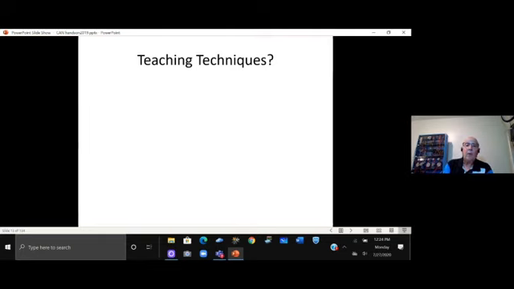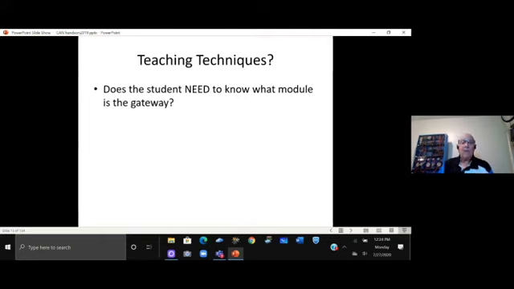Techniques I think are important here. And I think I've already given it away. Does the student need to know what module is the gateway? No, it doesn't hurt if he does, but he doesn't really need to know it. I mean, he's not going to call up the NAPA dealer and say, hey, I need a gateway for a 2017 Equinox. No, because the guy on the other end of the phone is going to go, hey, Charlie, we got another live one on the phone. I mean, they're not going to recognize that.